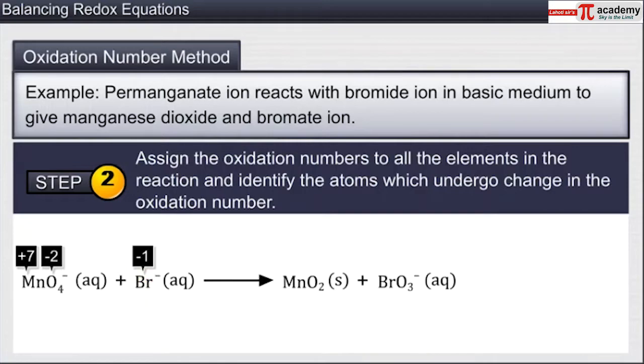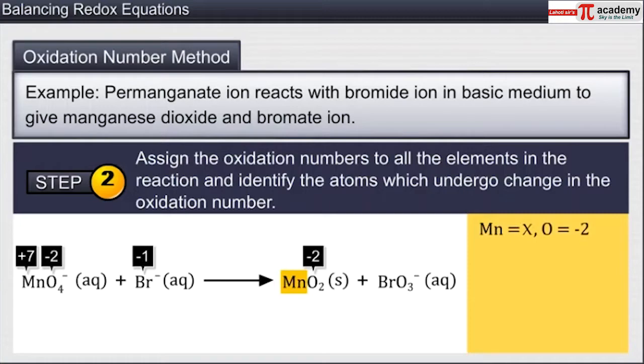Now let us focus on the products. First, we'll calculate the oxidation number of manganese in manganese dioxide. We put the oxidation number of manganese as X. X plus 2 multiplied by -2 is 0. So, X plus -4 is 0. Hence, X equals +4.